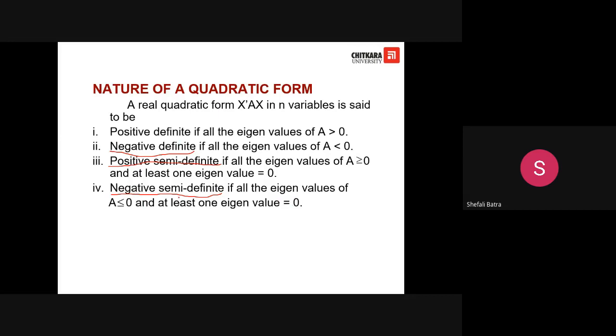Definite or semi-definite: the difference is that if one entry is 0, then it would be semi-definite. If all are negative and none is 0, then that is negative definite. Similarly, in case of positive, if one is 0, it means it is positive semi-definite. If all are greater than 0, then that is positive definite. And it is indefinite if some of the eigenvalues are positive and some are negative. Then the nature is indefinite. Right?